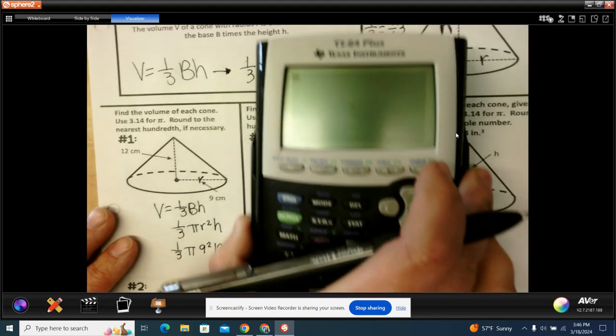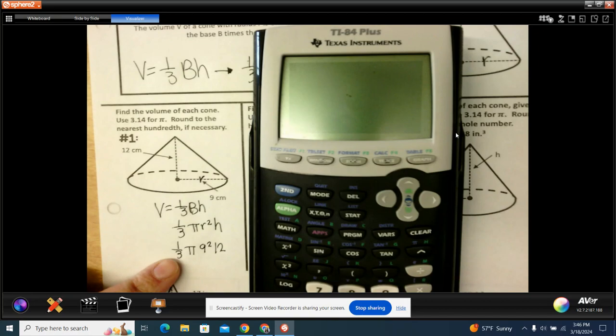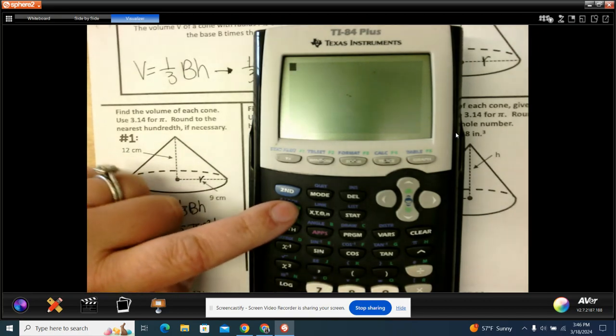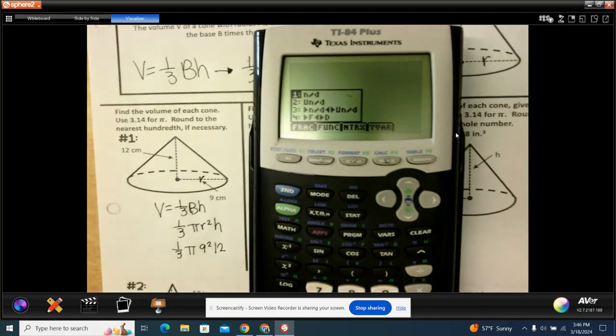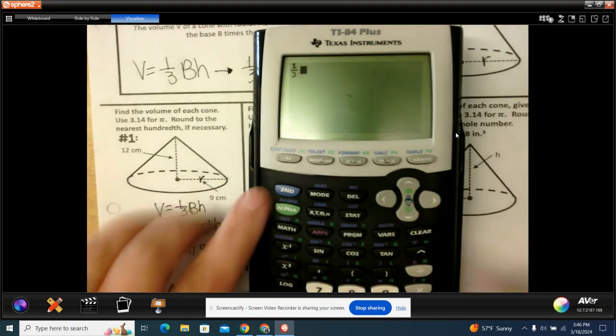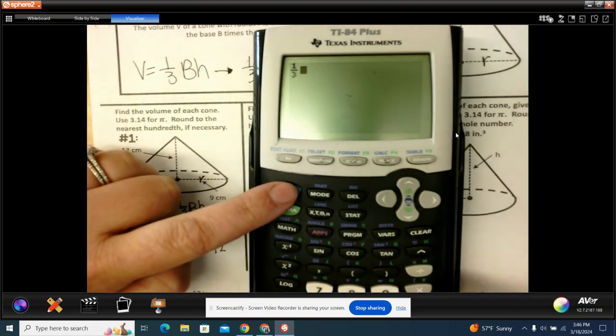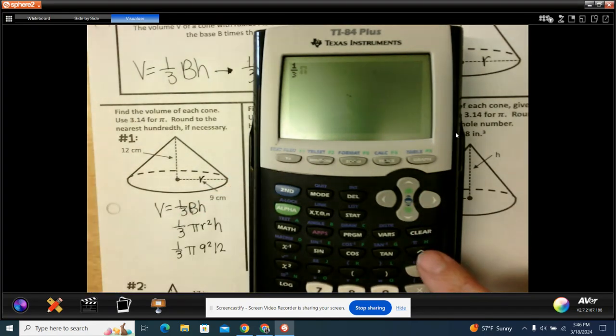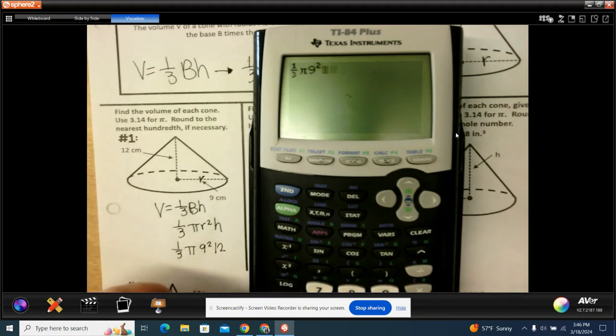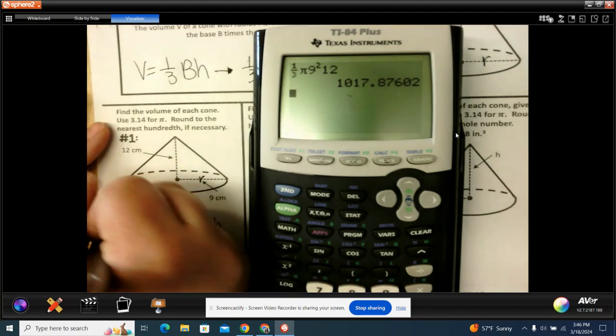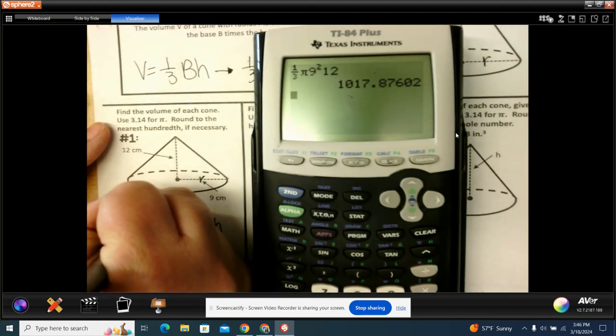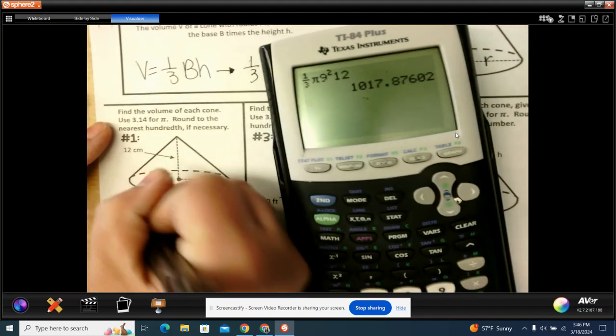So in my calculator, I'm going to enter in the fraction. To do that, I'm going to hit my alpha, which is my green button, y equals, enter. And then 1/3, pi, we do second, which is our blue button, and then the arrow right below clear, 9 squared, and 12. So we get 1017.9.